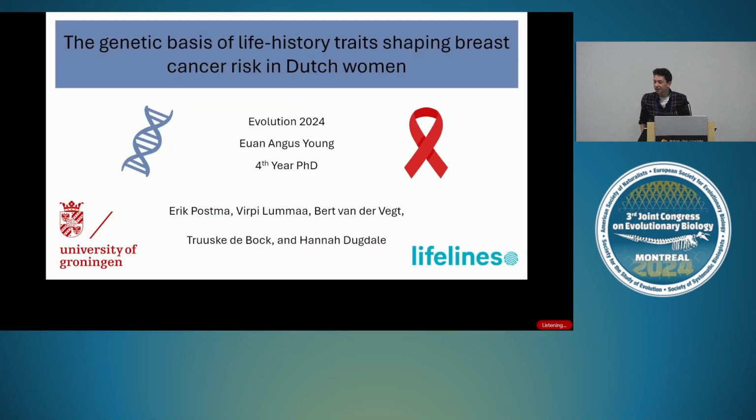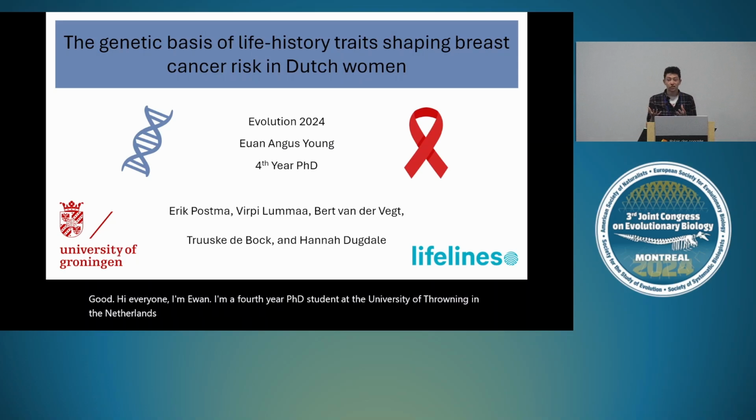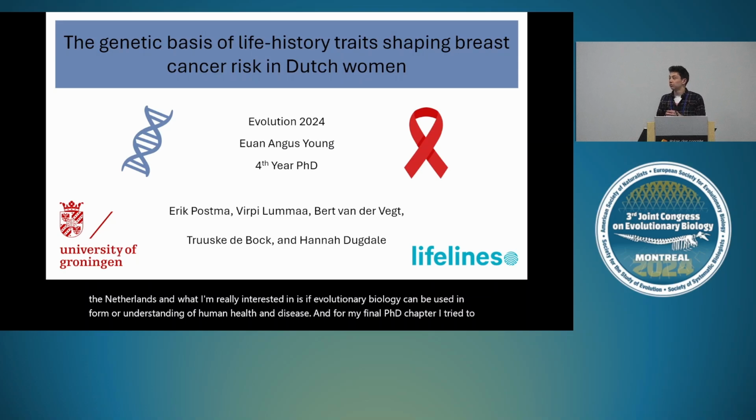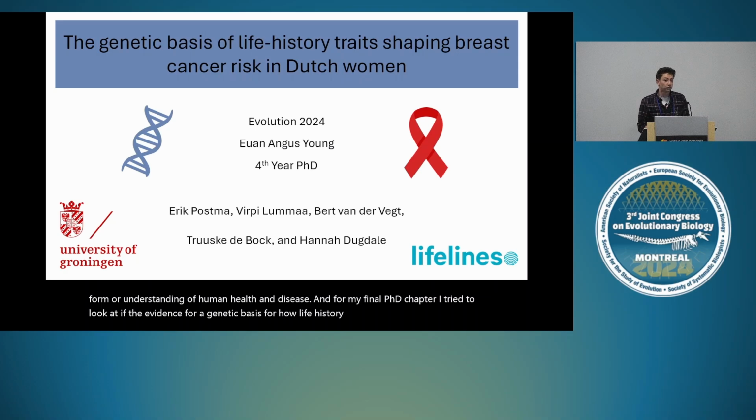Hi everyone, I'm Euan. I'm a fourth year PhD student at the University of Groningen in the Netherlands, and what I'm really interested in is if evolutionary biology can be used to inform our understanding of human health and disease. And for my final PhD chapter, I tried to look at the evidence for a genetic basis for how life history traits shape breast cancer risk in women.